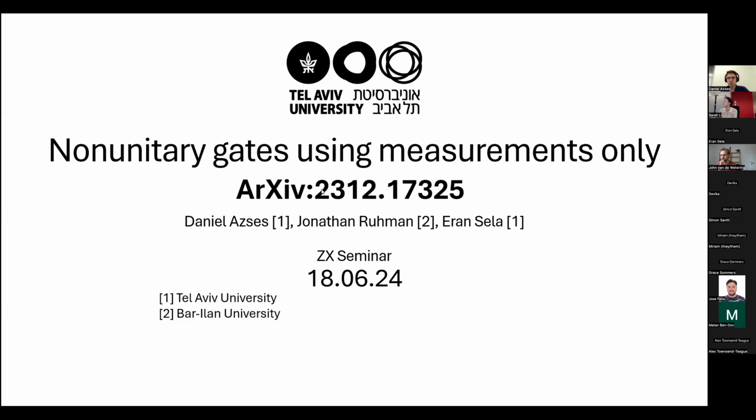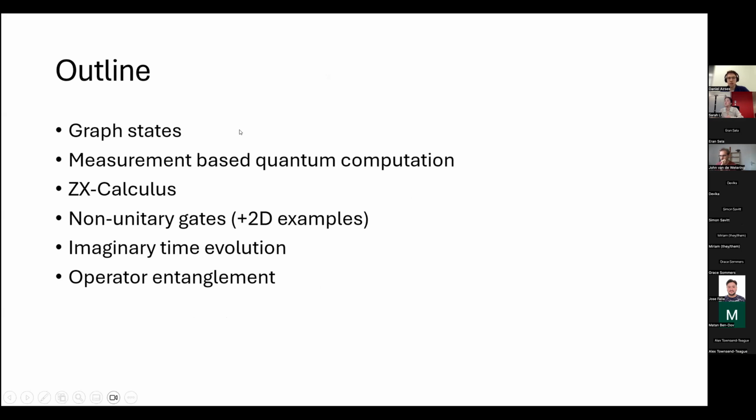So first, I want to give an outline for the talk. I'll basically start from some introduction about graph states. It will be more like an example. And then I'll go to measurement-based quantum computation, which is the more interesting part. And then we will see how ZX calculus actually solved many of these problems and formalism. So it will help us actually to construct things analytically. And I'll present an example for non-unitary gates, including 2D examples. And then we'll go over to imaginary time evolution and some other quantities.